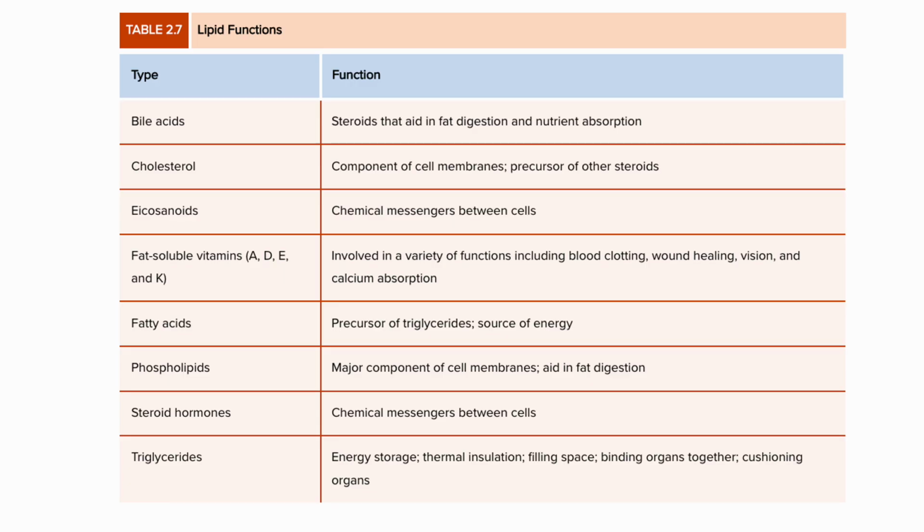It's a lovely table from your book going through some of our lipid functions. I want us to know, of course, that bile acids are made from cholesterol. We see here some fat-soluble vitamins A, D, E, and K. These are our fat-soluble vitamins. You need to know that, and the rest of these you went through in the previous slides.